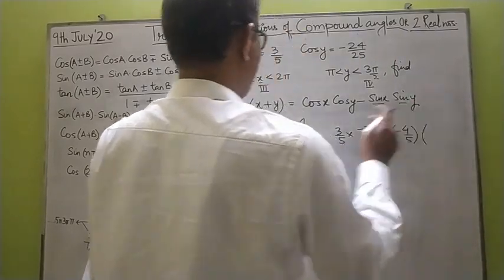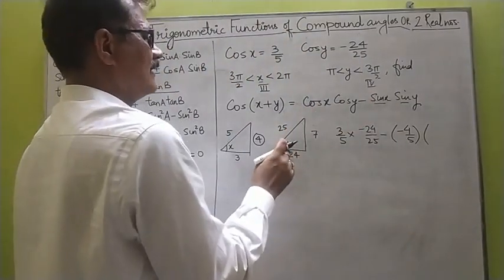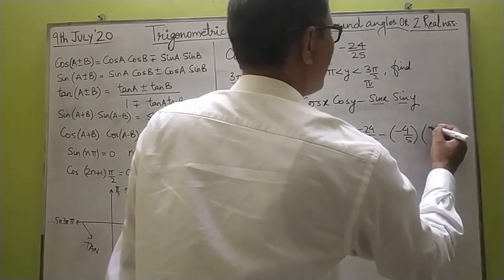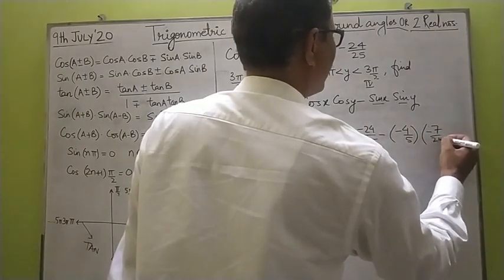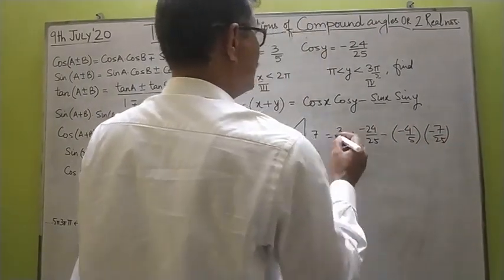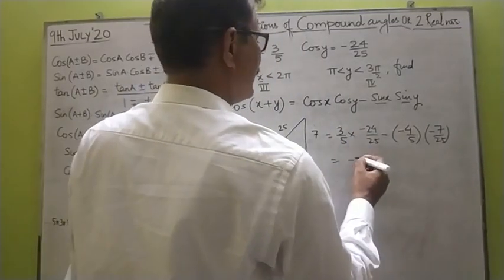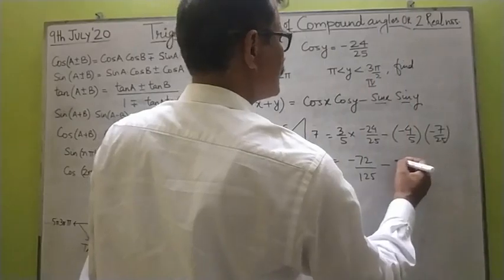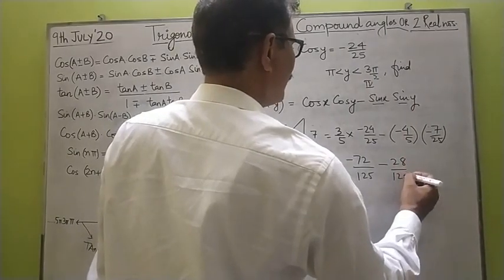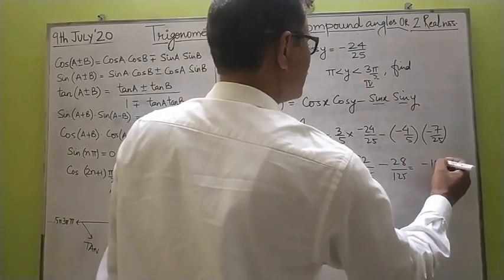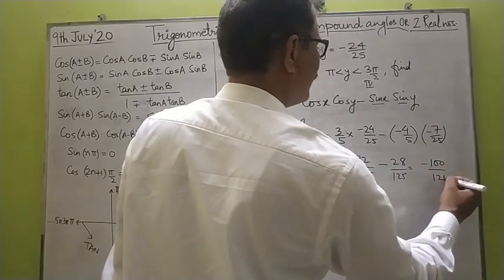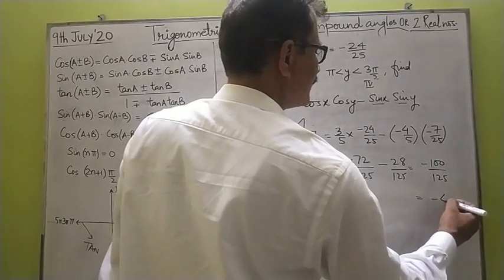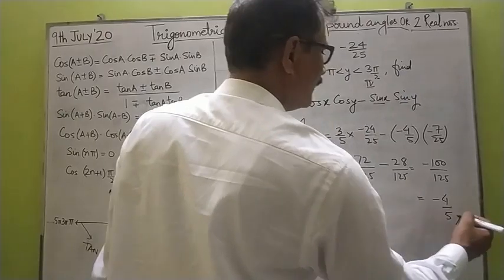And sin y lies in the fourth quadrant, so sin will again be negative, minus 7 by 25. Now you simplify this fraction, you get minus 72 upon 125, and this is again minus 28 upon 125. What do you have? Minus 100 upon 125, and reduce it to lowest terms, it becomes minus 4 upon 5. So that is the solution.